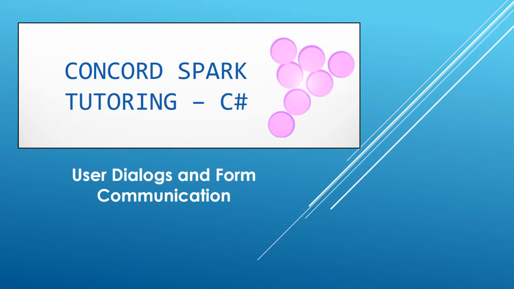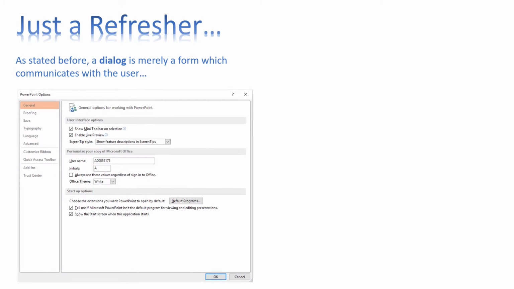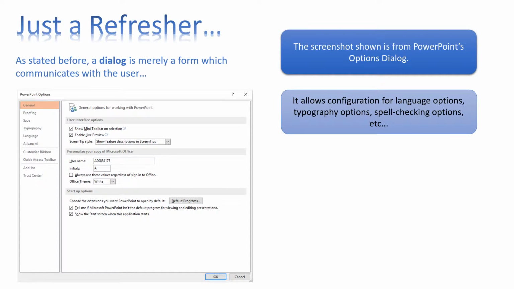In this video, I'm going to talk about how to create your own dialogues and have them communicate with other forms in your application. As a refresher, dialogues are merely forms which communicate with the user. As an example, I've shown a screenshot from PowerPoint's Options dialog. This dialog allows configuration for certain options such as language or spell checking.